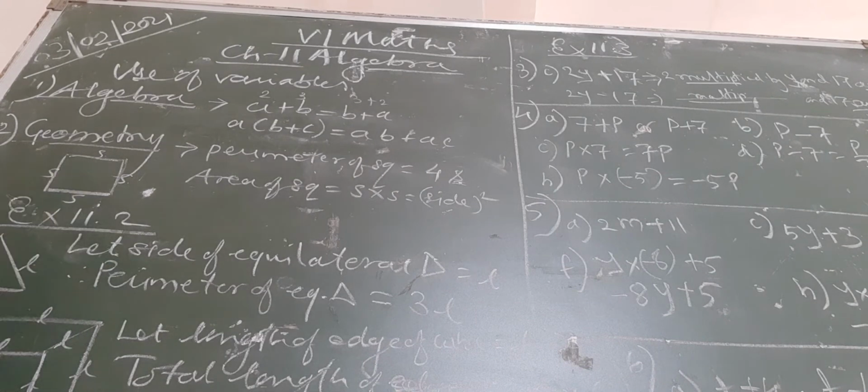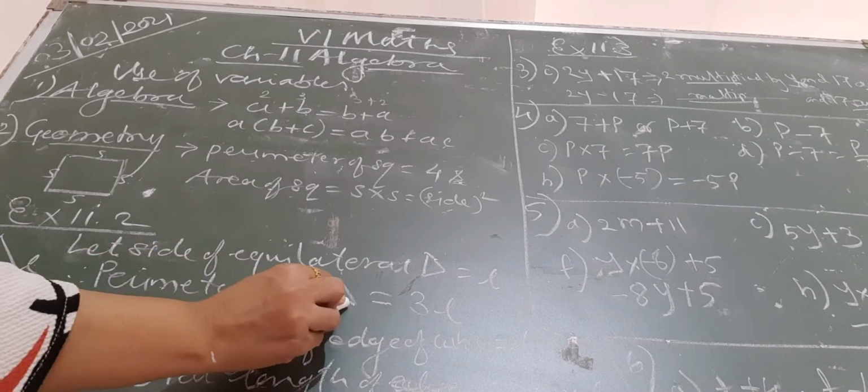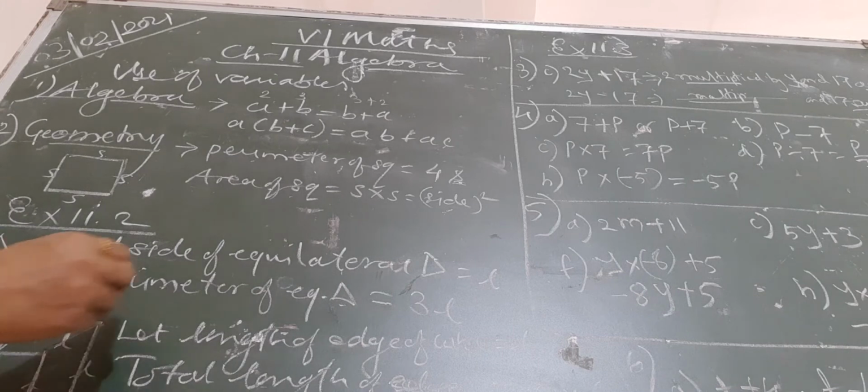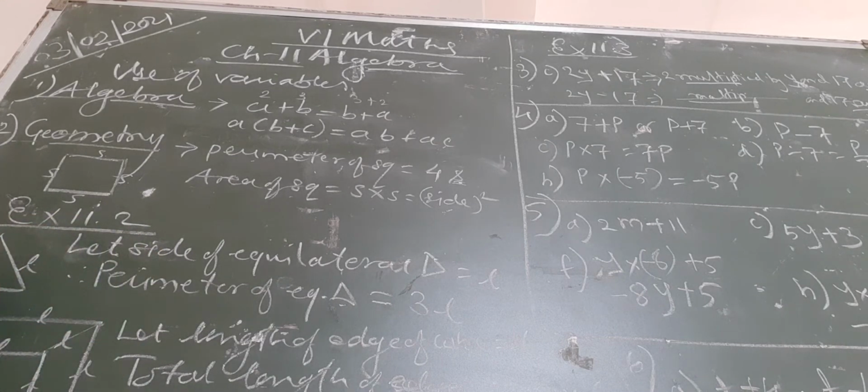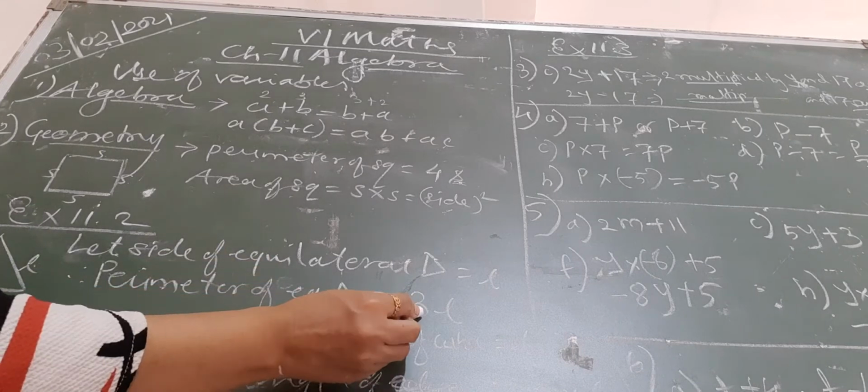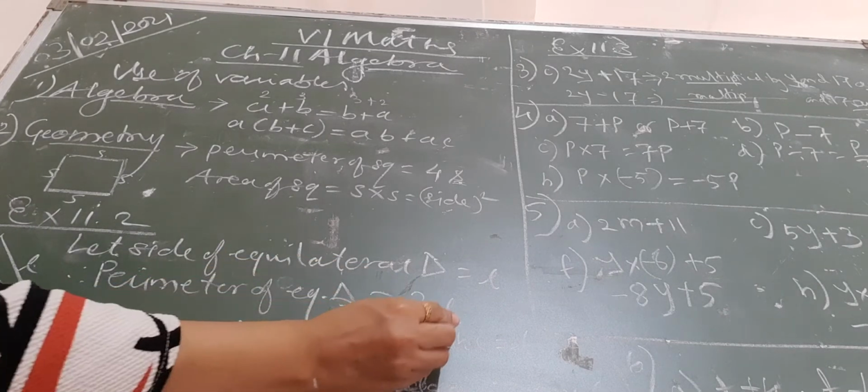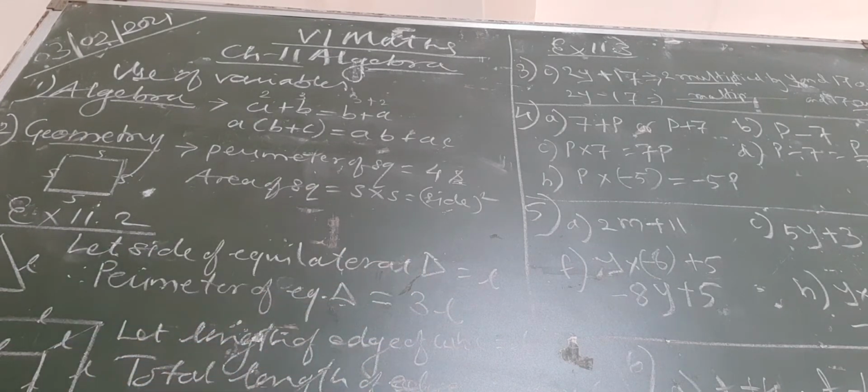Now in exercise 11.2, an equilateral triangle of side L is given, and we are asked to find its perimeter. We know that in an equilateral triangle all sides are equal, so L, L, L. The sum of all three sides will be 3L, where L is the variable we have used here. Similarly, you can do the second question, in which a regular hexagon is given.